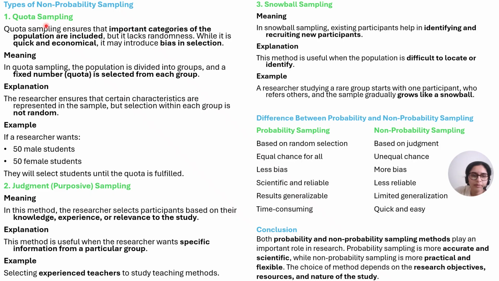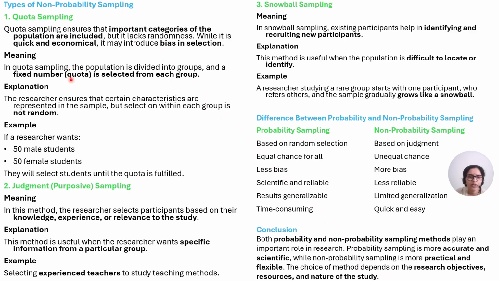Types of non-probability sampling. Quota sampling. Quotas are categories. So it ensures that important categories of the population are included, but it lacks randomness. That means the researcher only will pick up the different categories. While it is quick and economical, it will lead to bias.